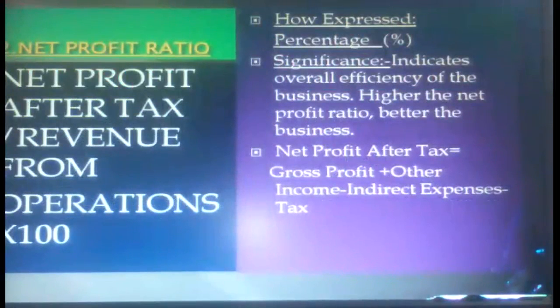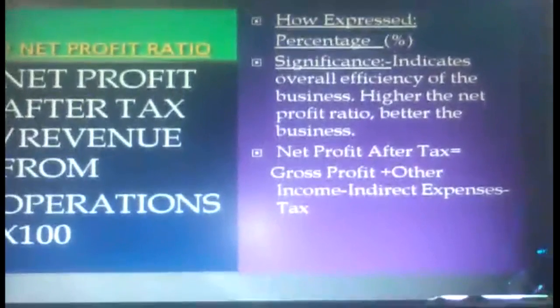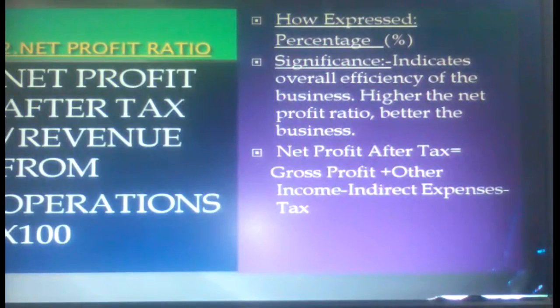Then the second one, net profit ratio. What is the meaning of net profit ratio? Nothing but net profit after tax divided by revenue from operations into 100. As we discussed earlier, the expression here is percentage, correct? The significance is that it indicates the overall efficiency of the business. Every businessman mostly aims at more net profit, correct? So the higher the net profit ratio, naturally the business is in a better way. They are keeping the business in a better way and maintaining consistency, correct?